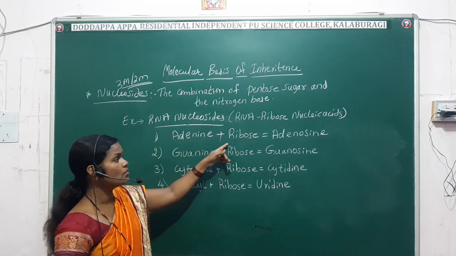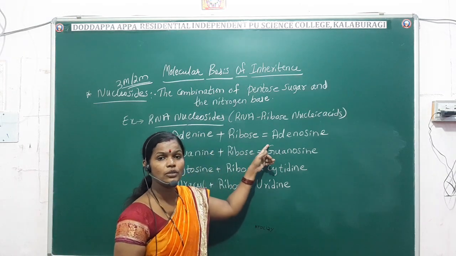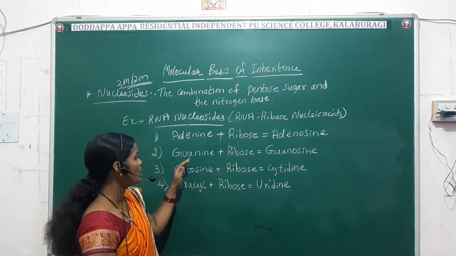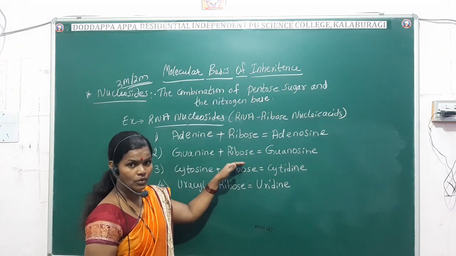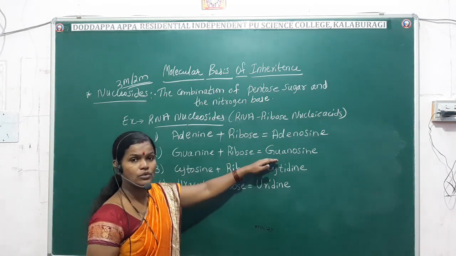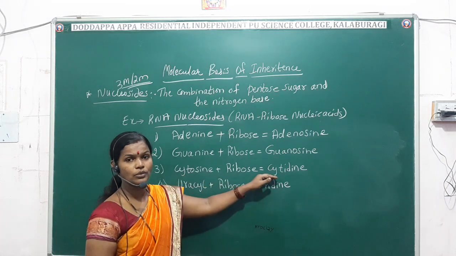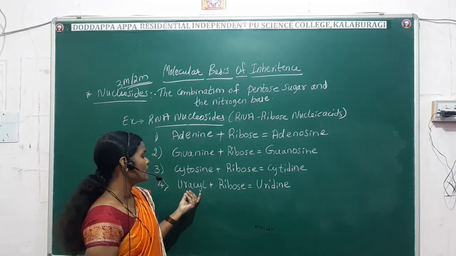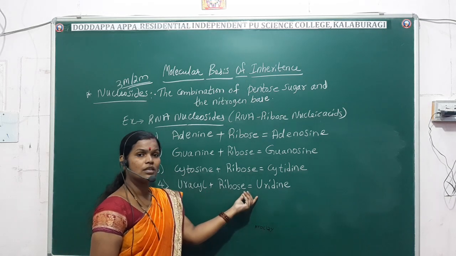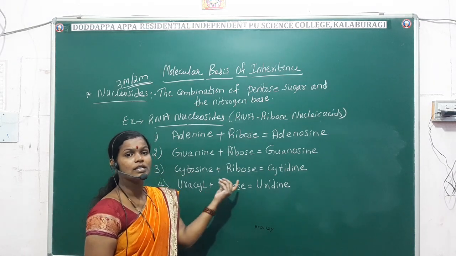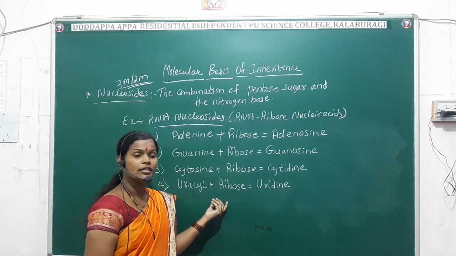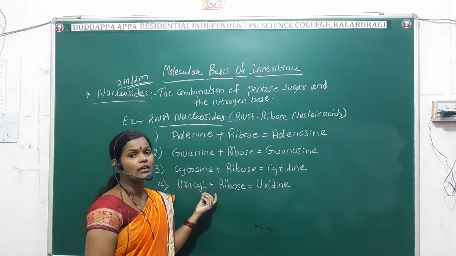So adenine plus ribose is equal to adenosine. Then guanine plus ribose is equal to guanosine. Then cytosine plus ribose is equal to cytidine. Then uracil plus ribose is equal to uridine. These are the nucleosides of the DNA and the RNA.